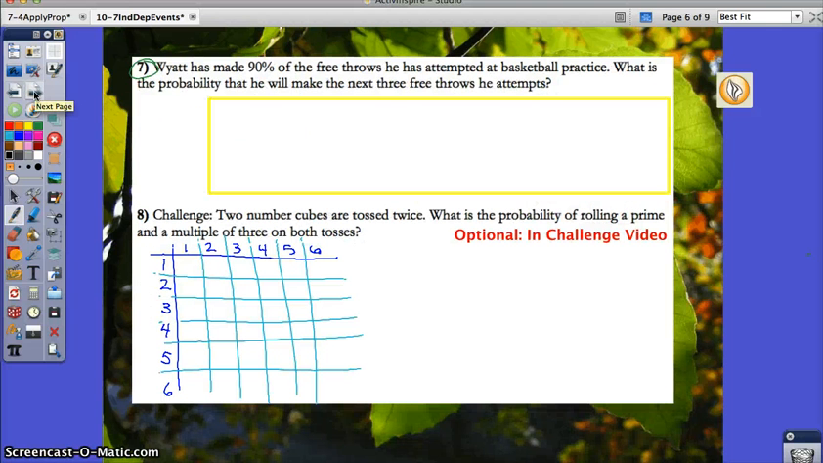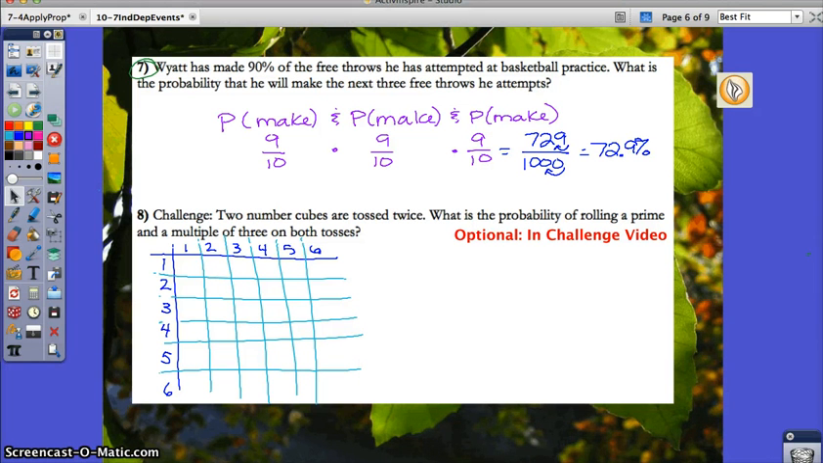Number 7, then, if Wyatt made 90% of the free throws he's attempted at basketball practice, what is the probability that he will make the next 3? Well, it would be make and make and make again. So 90% times another 90% times another 90%. This is going to give you 729 1,000ths, or 72.9% chance. So and means to multiply, or means to add.